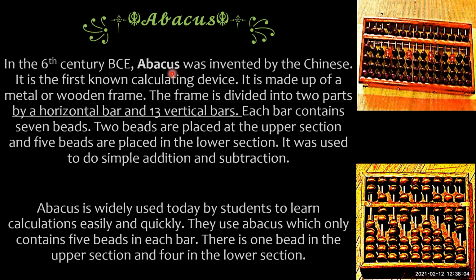Next comes the abacus. In the 6th century BCE, the abacus was invented by the Chinese. It is the first known calculating device. It is made up of a metal or wooden frame. The frame is divided into two parts by a horizontal bar and 13 vertical bars. Each bar contains 7 beads. 2 beads are placed in the upper section and 5 beads are placed in the lower section.